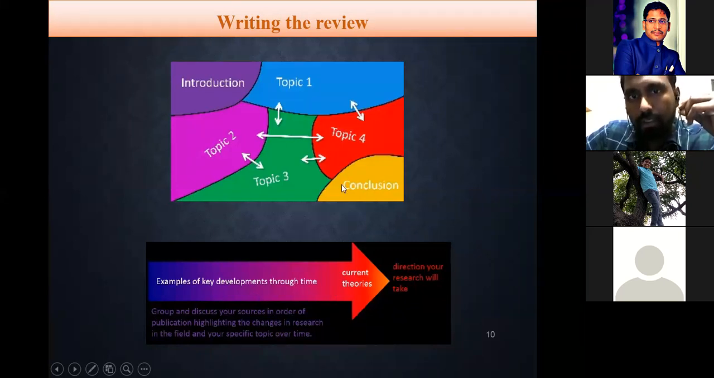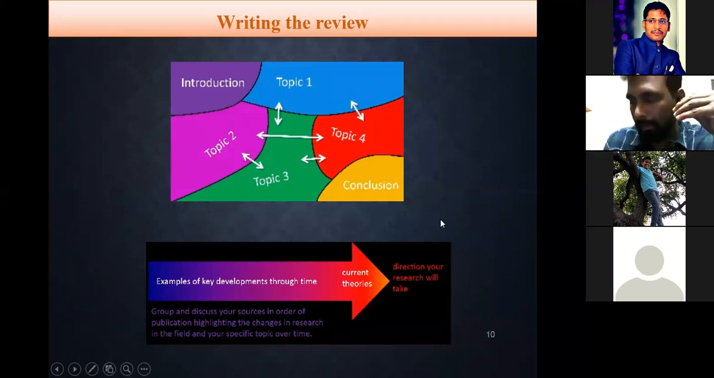So what are the literatures we have read? We have to group and discuss your sources in order to publish, highlighting the changes in the research in the field and the specific topic over time. Examples of key developments through time: whether it is a decade or two decades, starting from the first paper on the work, examples of the key developments over time, the current years, and presently what they are developing in that particular field. Then we have to direct our research and decide where we are going to take it. So this should be in our literature review article.